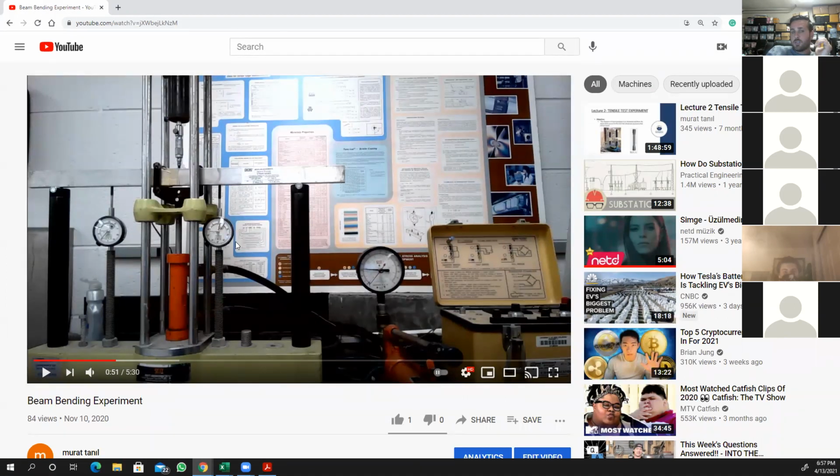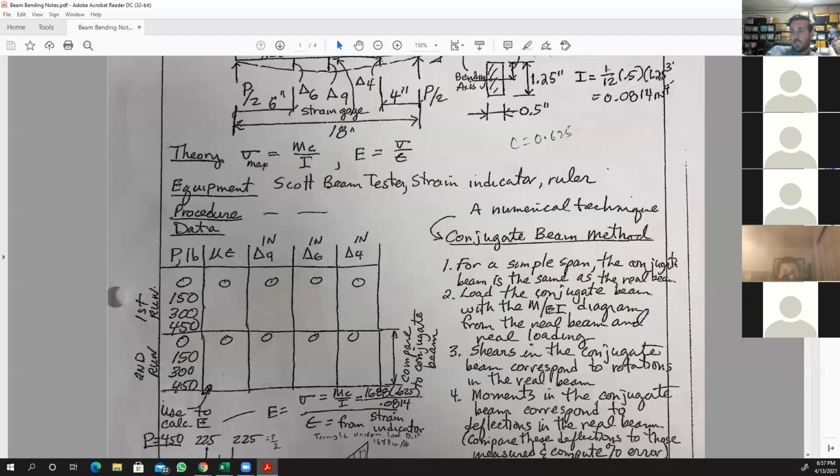Is there any question so far, looking at the big picture? All you have to do is compare the results from the test with the deflection results from your calculations using the conjugate beam method. And we'll get to the conjugate beam method next week.